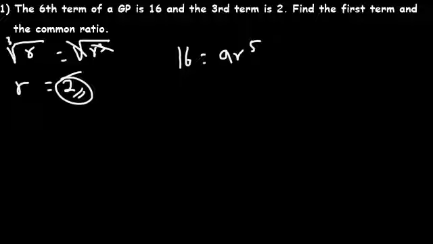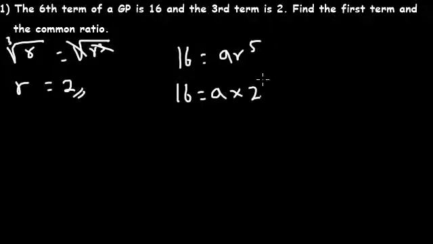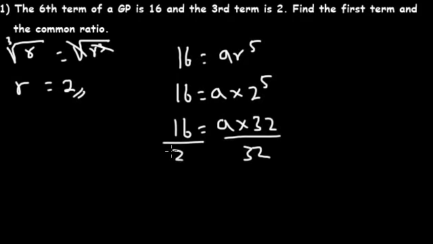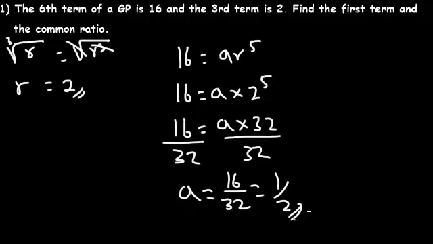Now that we have r to be 2, this simply means that 16 will be equals to a times 2 to the power of 5. And simplifying further, we have 16 equals a times 32, since 2 to the power of 5 is 32. And dividing through by 32, we end up having a equals 16 over 32. And this fraction reduces to 1 over 2. So that is the first term, and this is the common ratio. That is the solution to this example number 1.